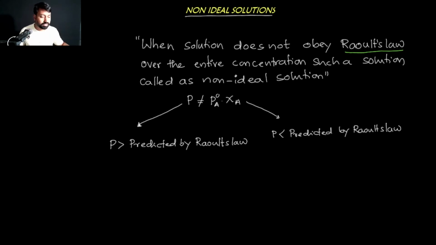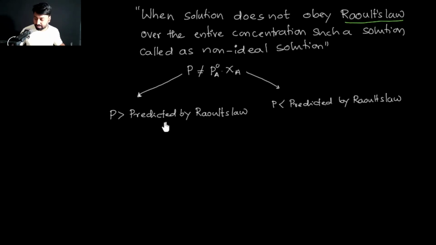Now let me name these. What is the observation here? The pressure is greater than that predicted by Raoult's law, meaning it is somewhat positive. Therefore, this is called a positive deviation from Raoult's law. And this one, where the pressure is less than that predicted by Raoult's law, is called a negative deviation.